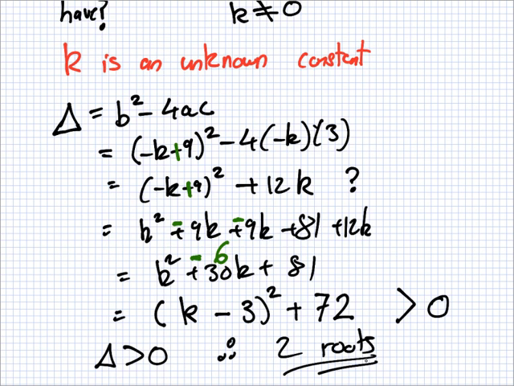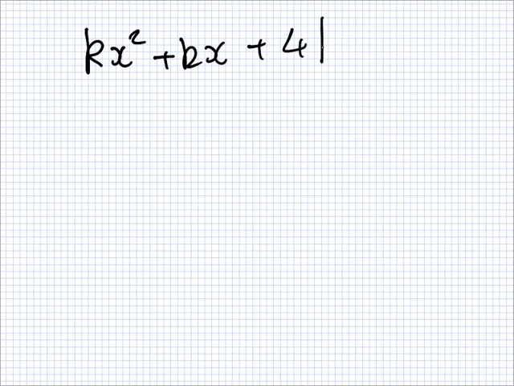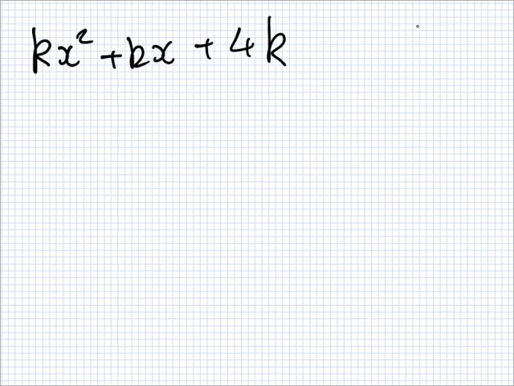I'm going to do another example of this type. So watch carefully. kx squared plus kx plus 4k. There's only one thing we know about k at this moment. What's that? K is not 0.